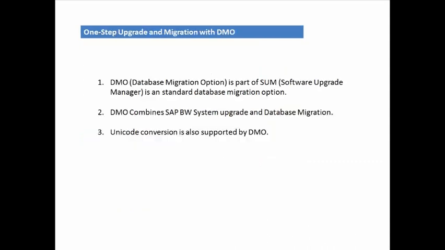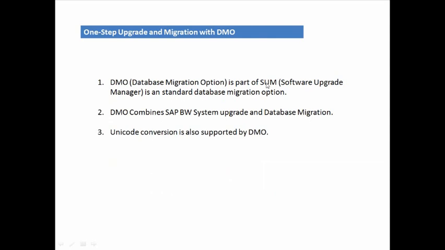Okay. The next one is we can upgrade, migrate, and do Unicode conversion with what? With the DMO option. So lifting and shifting your database from non-HANA to HANA database of a BW system using what? DMO. This is in-place migration. We migrate the system database itself. No, DMO is actually Database Migration Option.